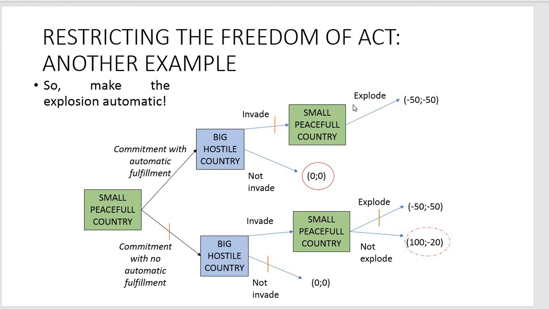Then, if there is a commitment with automatic fulfillment, we end up here. So the big hostile country keeps in mind that explosion will happen anyway, and then utility will be -50, or it cannot invade at all and get 0, which, as you remember, is the standard payoff when you decide not to do anything, so nothing changes. It is not associated with any losses or gains. So obviously the big hostile country will prefer 0 to -50, and we end up here.